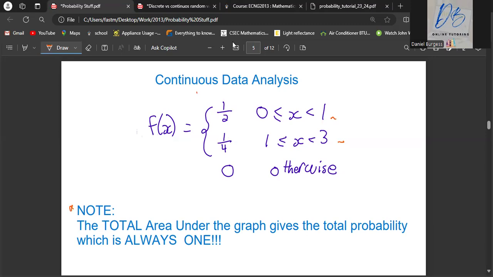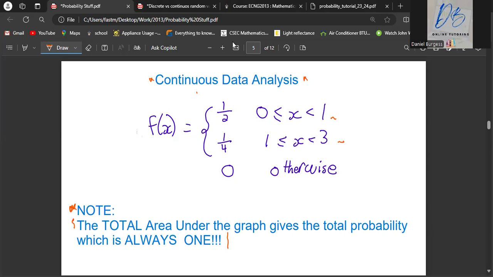And one thing to remember is that compared to discrete, where you used to add up all the probabilities, in this case, you don't have probabilities for each distinct point. So what you have to do, you have to find the total area on any piecewise function graph, and that total area must always be 1. Right? So the total area on any graph for continuous data must always add up to be 1.